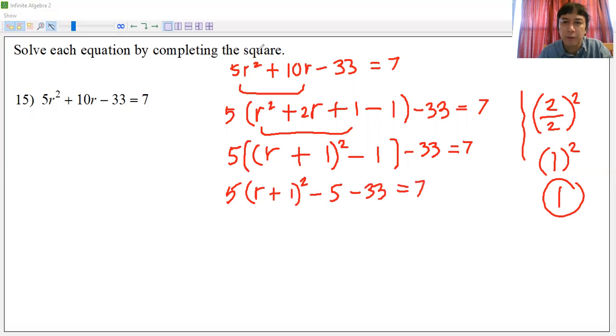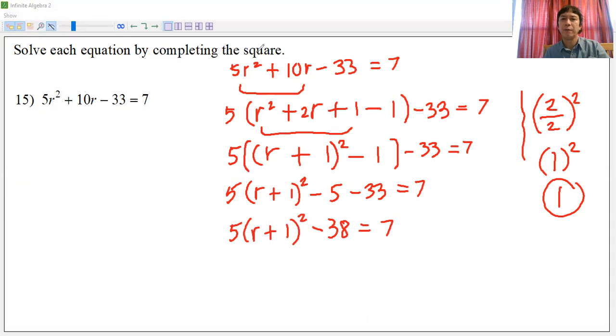equals 7. Next, we have to combine the 5 and the 33. They are both negative, so this gives us negative 38. So this is negative 38 over here, and this equals 7. And the remaining terms will still be there: 5 times r plus 1 squared.